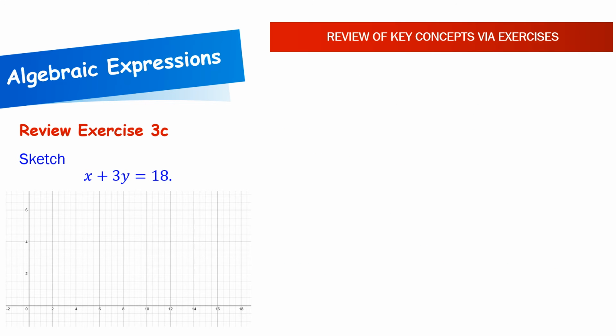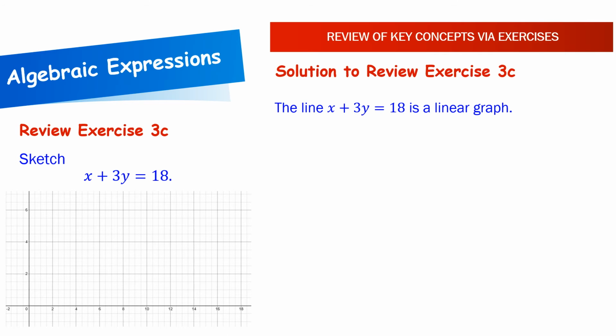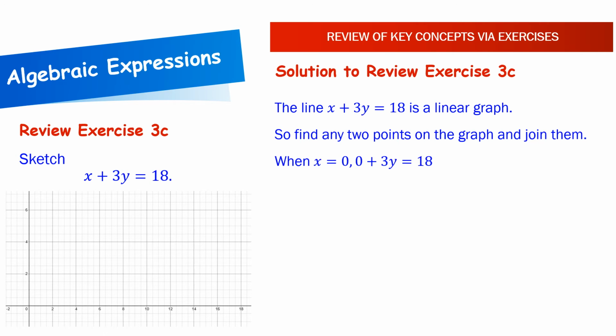And now for exercise 3c, sketch the graph of x plus 3y equals 18. Again, x plus 3y equals 18 is linear. We find any 2 points in the graph and join them to sketch our graph. When x equals 0, plug in the values in the equation. Rearrange to give 3y equals 18. And then divide by 3, giving y equals 6.